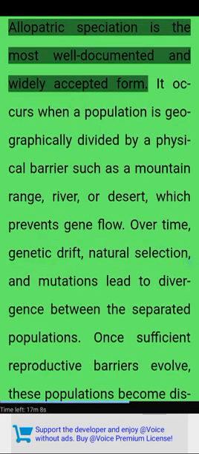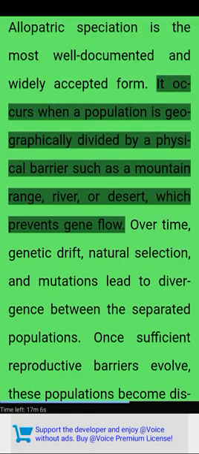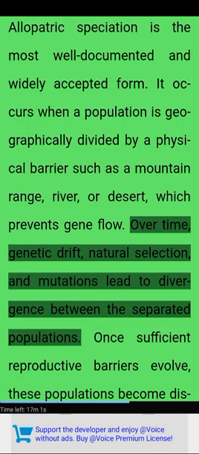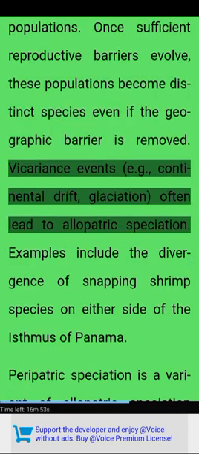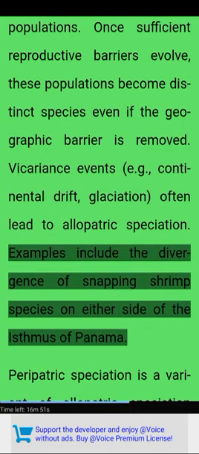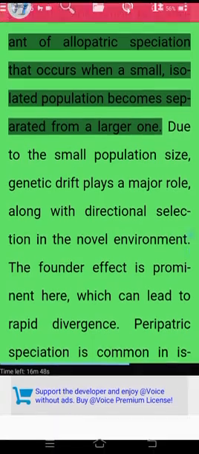Allopatric speciation is the most well-documented and widely accepted form. It occurs when a population is geographically divided by physical barriers such as a mountain range, river, or desert, which prevents gene flow. Over time, genetic drift, natural selection, and mutations lead to divergence between the separated populations. Once sufficient reproductive barriers evolve, these populations become distinct species even if the geographic barrier is removed. Vicariance events, e.g., continental drift, glaciation, often lead to allopatric speciation. Examples include the divergence of snapping shrimp species on either side of the Isthmus of Panama. Parapatric speciation is a variant of allopatric speciation.